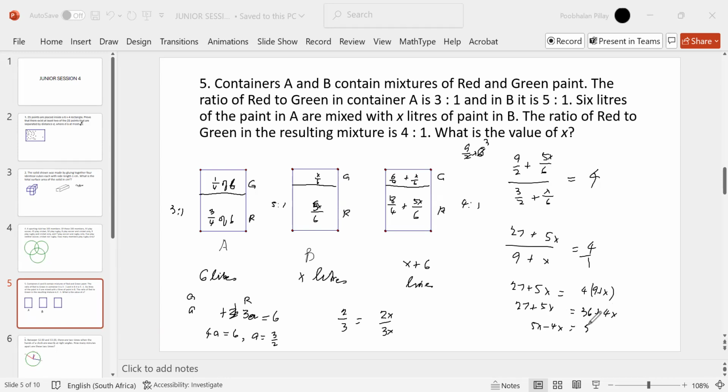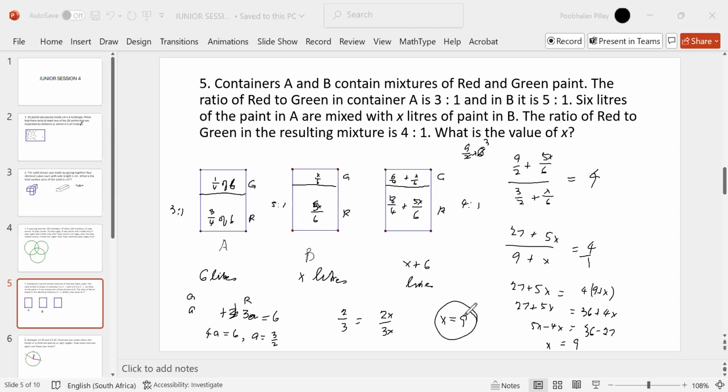5x minus 4x is 36 minus 27. And there we have it. x is equal to 9. So 36 minus 27 is 9. So the answer to this problem, they asked you to find x. The answer is 9. It's a problem on ratios.